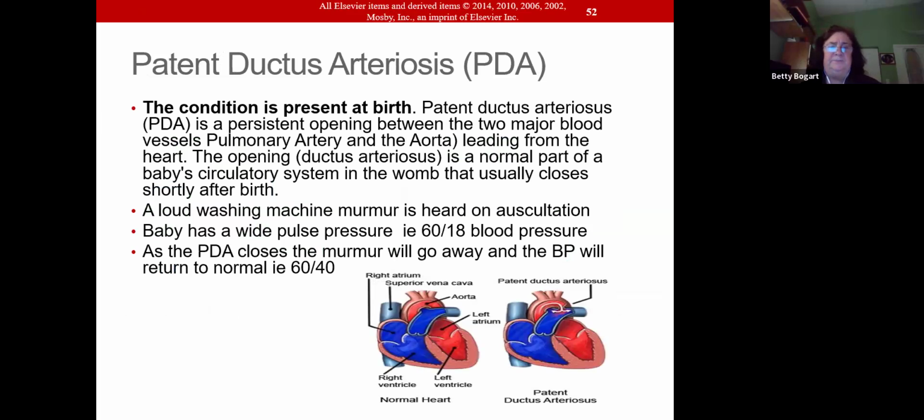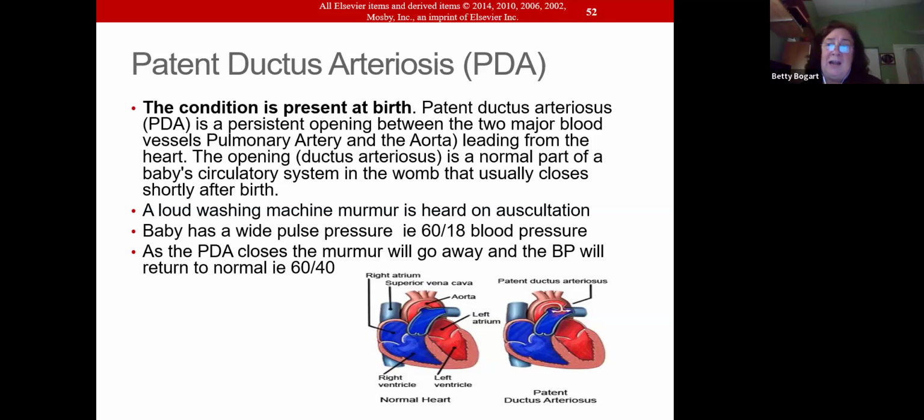So PDA, how do you know it's open? How do you know it's working? How do you know the med's working? Or how do you know it's open when you're not giving meds? Well, many infants born at birth, that you would look at, have an arterial line in, usually an umbilical artery catheter, right? Which is looking at the blood pressure. Well, a normal blood pressure on a neonate, which is a brand new born infant, is 60/40. Well, their blood pressure is 60/18, wide pulse pressure. PDA is open.